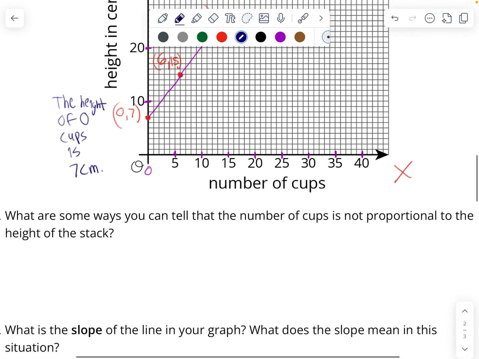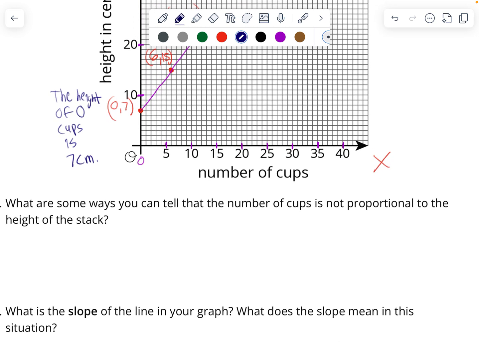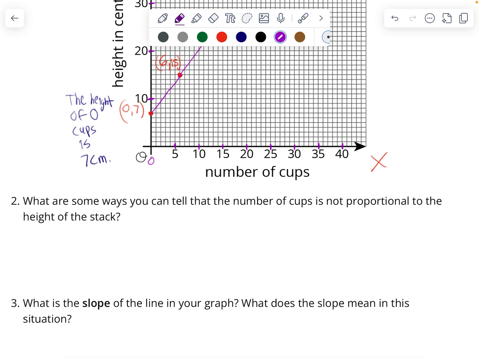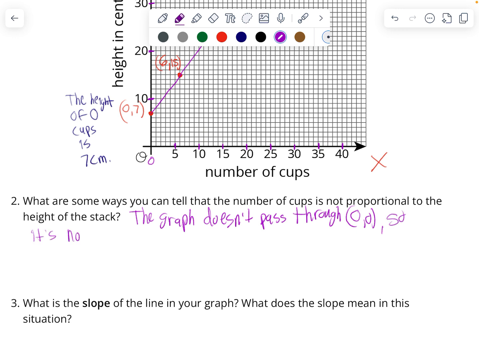What are some ways you can tell that the number of cups is not proportional to the height of the stack? Well, that would pretty much relate to starting at 0, 0. So the graph doesn't pass through 0, 0. It's not 0 cups, height of 0 centimeters. So it's kind of propped up 7 centimeters for that reason. So I'll say, so it's not proportional.